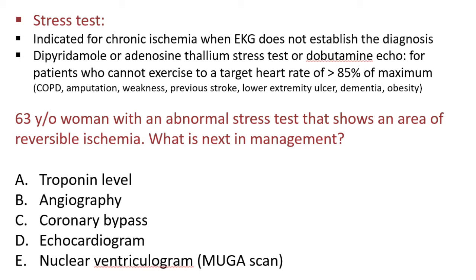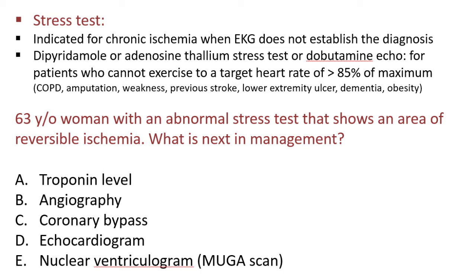So a 63-year-old woman with an abnormal stress test that shows an area of reversible ischemia. What is the next in management? Now, the patient had this stress test and showed part of her heart is not moving. So what to do next?